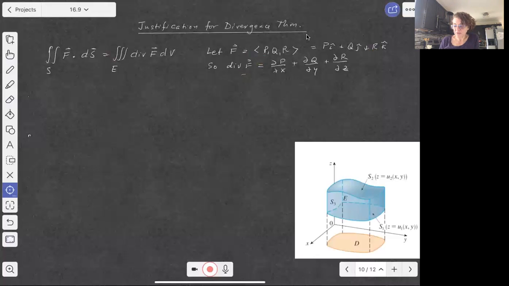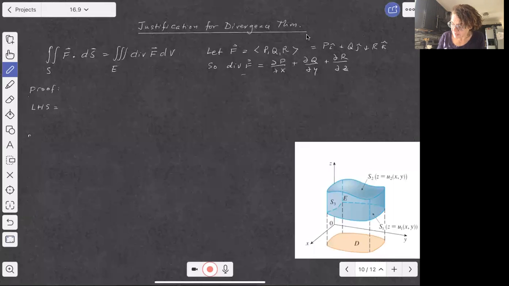So what we're going to do is take each side and expand it. We take this side, expand it, this side, expand it, and then try to show that the two sides are equal. So this is the proof.